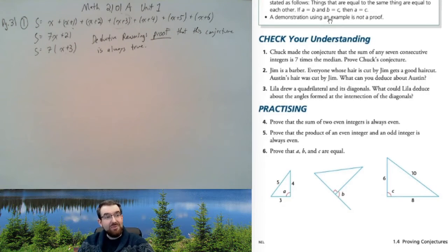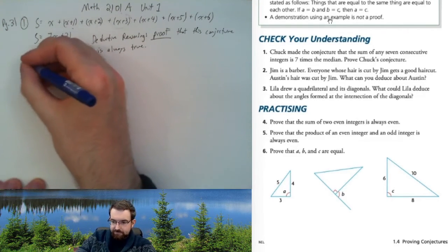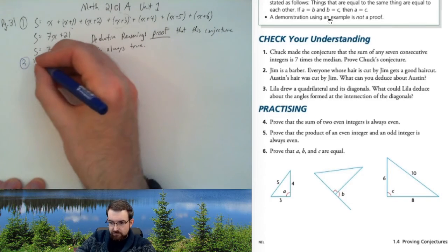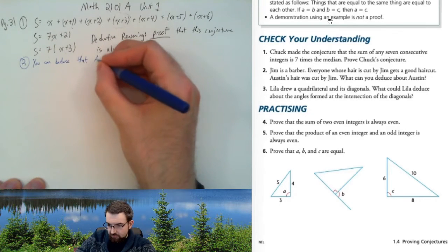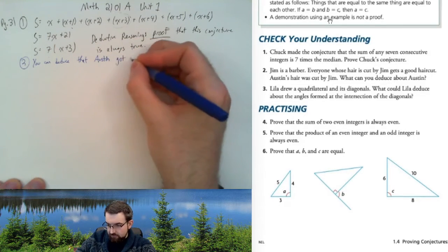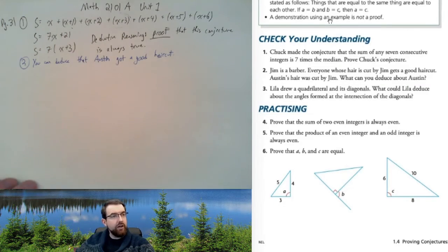What in the world? What kind of a question was that? That's all they're asking. We're not dealing with formal logic symbols or if-then and all this kind of stuff, which you could see later on if you went on and did more. But I'm not going to burden you with that here because this is the only unit where we're getting into these kinds of topics in this program. So I'm just going to spare you that. Just write down the conclusion: you can deduce that Austin got a good haircut. That's it.